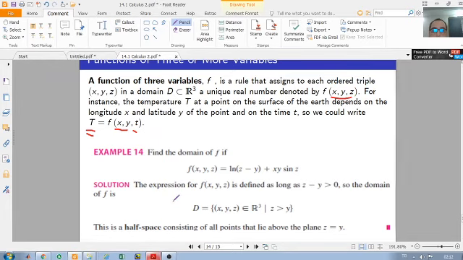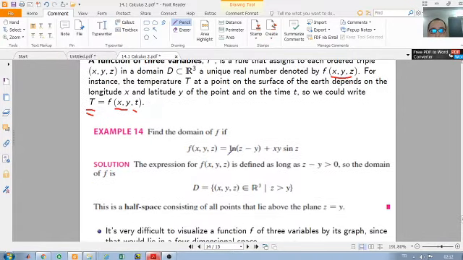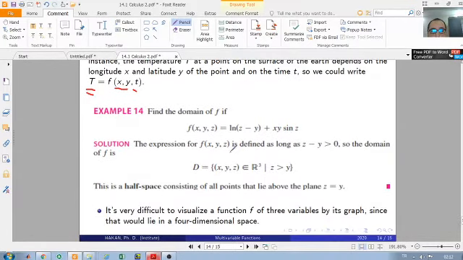Functions of two variables, functions of more variables, and multivariable calculus. So find the domain of f. f(x, y, z) is defined as ln(z minus y) plus xy times sine z. Logarithmic functions are defined only for positive values. Therefore, z minus y has to be bigger than 0.